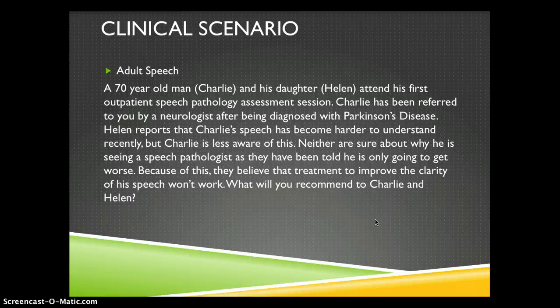So the clinical scenario that I was looking at was a 70-year-old man and his daughter attend their first outpatient speech pathology assessment session. Charlie has been referred to you by a neurologist after being diagnosed with Parkinson's disease. Helen reports that Charlie's speech has become harder to understand recently, but Charlie is less aware of this. Neither is sure about why he is seeing a speech pathologist, as they've been told he is only going to get worse. Because of this, they believe that treatment to improve the clarity of his speech won't work. What will you recommend to Charlie and Helen?